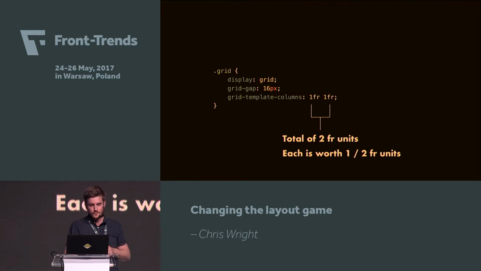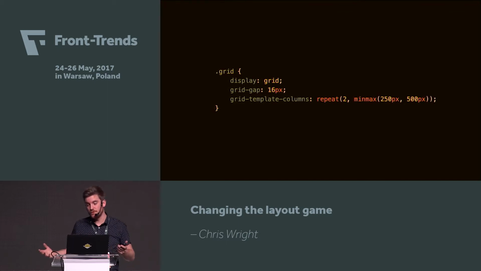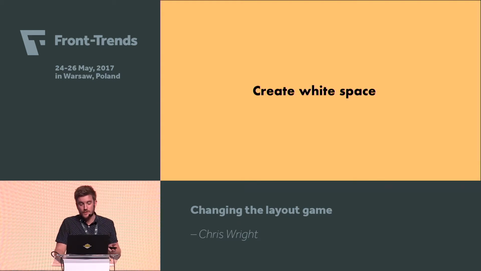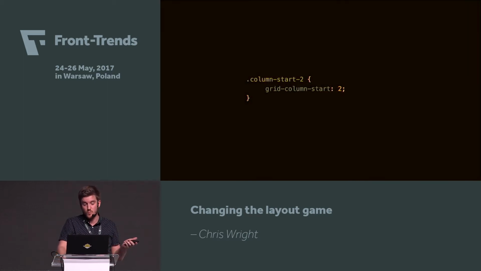We can also represent that with a repeat keyword, and so we want to say that same thing with 1FR, 1FR, and we just say repeat 2. And there's also another handy property here called min-max, and that just takes a minimum value and a maximum value. We can do interesting things with our grid now, like we can create white space with ease. You can get something like this by telling the column to start later, start in the second column instead. And that just takes 1 line of code.